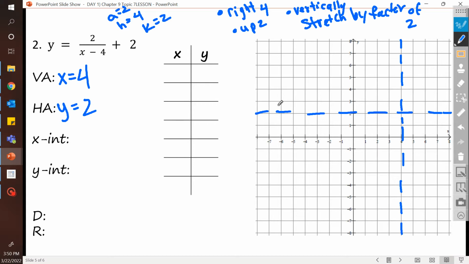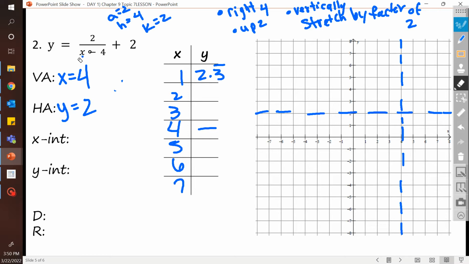Let's build our table around the vertical asymptote. So I'm going to pick some points to the left of that, 3, 2, and 1. Pick some points to the right of that, 5, 6, and 7. And I'm going to plug all of these into the equation to figure out what their outputs are. So first I'll start by plugging in 1. So I got 2 over 1 minus 4, so 2 over negative 3 plus 2. Okay, so that's like 2 1/3, or 2.3 repeating.